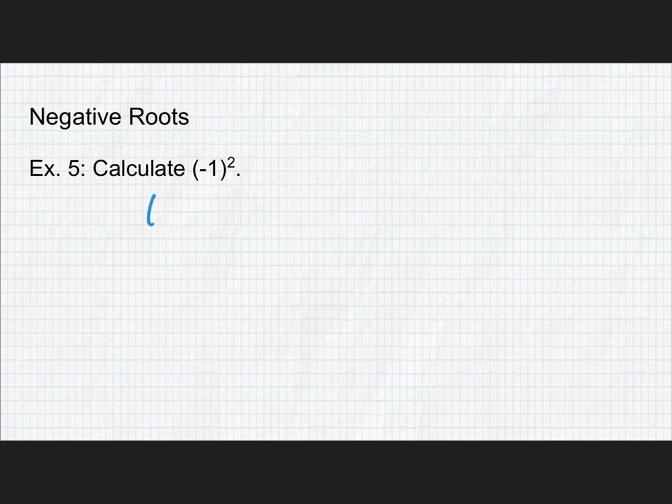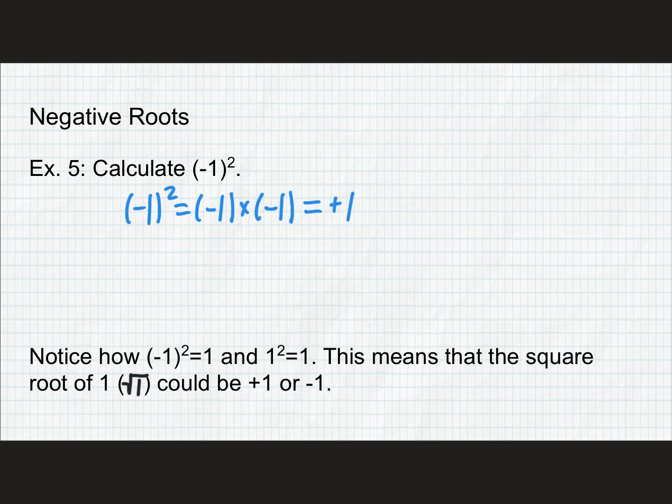Now, let's figure out what happens when we have a negative root. So, let's look at example 5 and calculate -1 squared. Well, -1 squared means -1 times -1, which is just a positive 1. Now, notice how -1 squared is 1, but 1 squared is also 1. That means that the square root of 1 could be positive 1 or -1. Make sure you write this down.